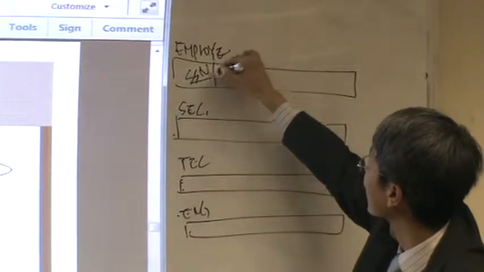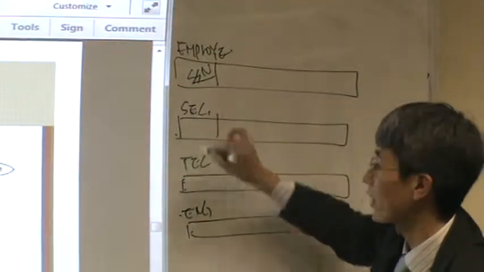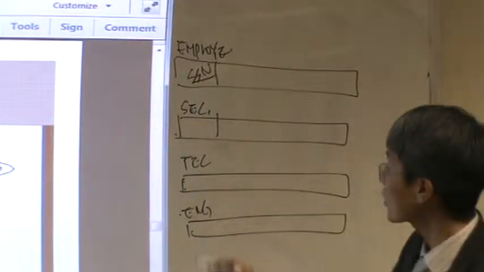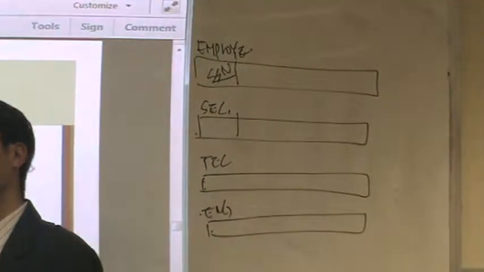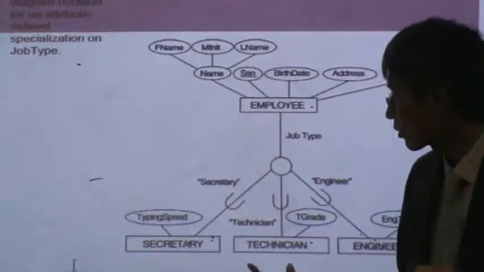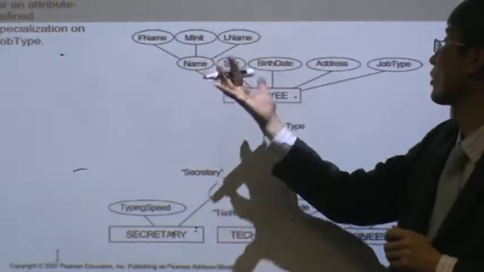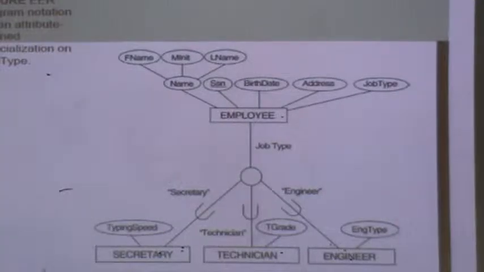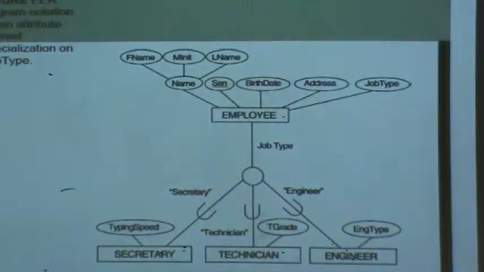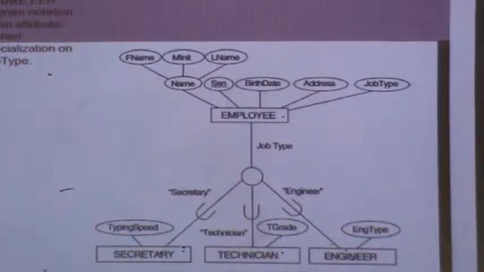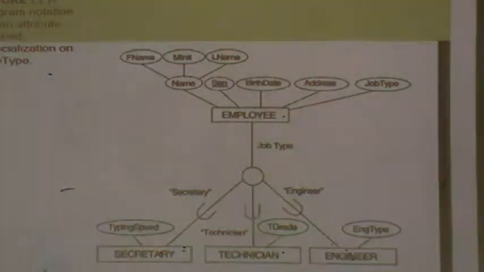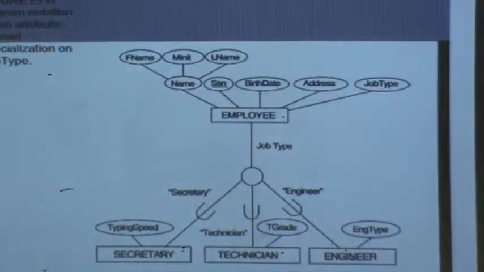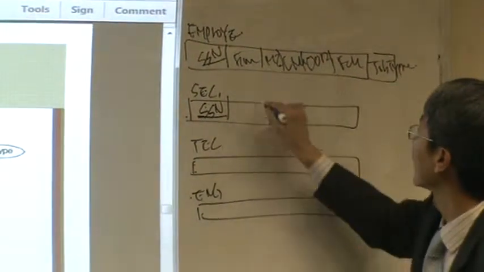Social security number. What is the key of secretary? It's also social security number. Why? All attributes of the superclass will be inherited by the subclasses. So secretary also has a social security number, birth date, address, job type, and name. Right? So it has the first name, middle name initial, last name, DOB, address, job type, and also the social security number.